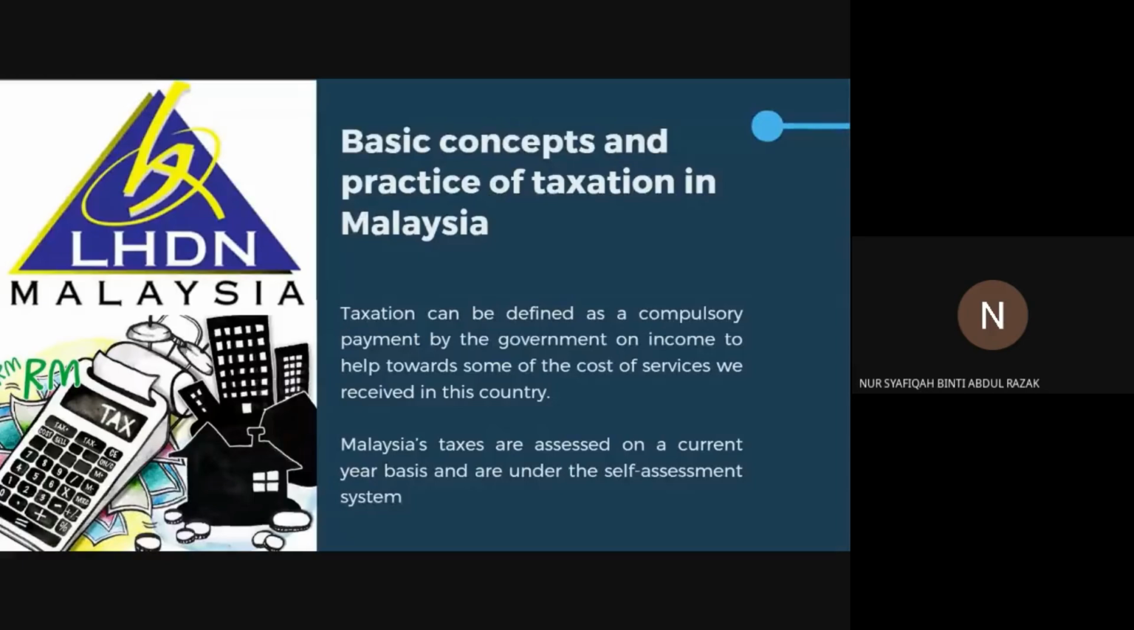Basic concept and practice of taxation in Malaysia. Taxation can be defined as a compulsory payment to the government on income to help toward some of the costs of services we receive in this country. Tax revenue is usually used by the government to manage and develop the country. Malaysia has its own tax system, where tax is assessed on a current year basis and under the self-assessment system for all taxpayers.